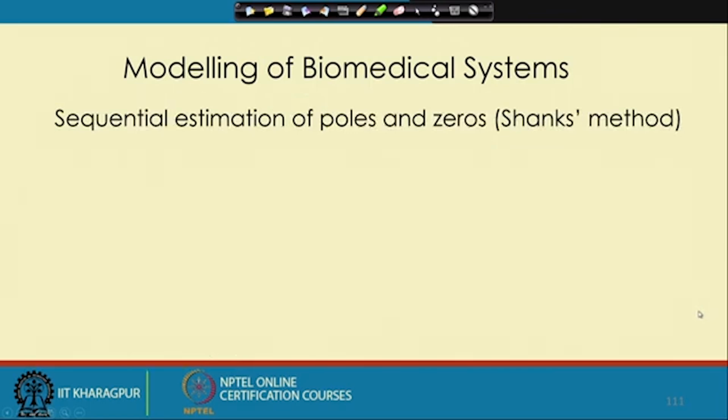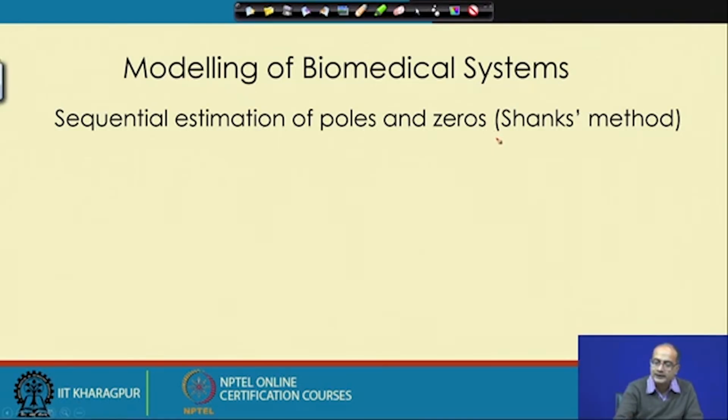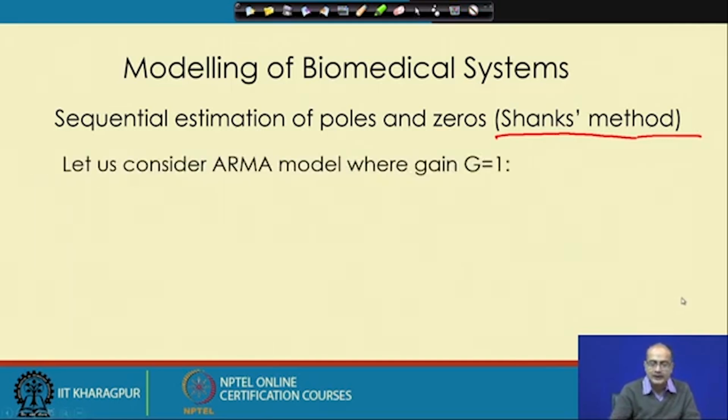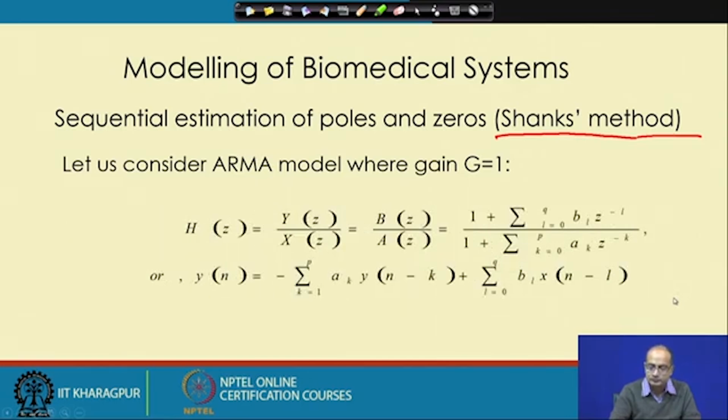and for that we take one technique proposed by one scientist named Shank. So, it is known as Shank's method. Okay. So, let us look at that, what is the Shank's proposal. Let us go back to that ARMA model.